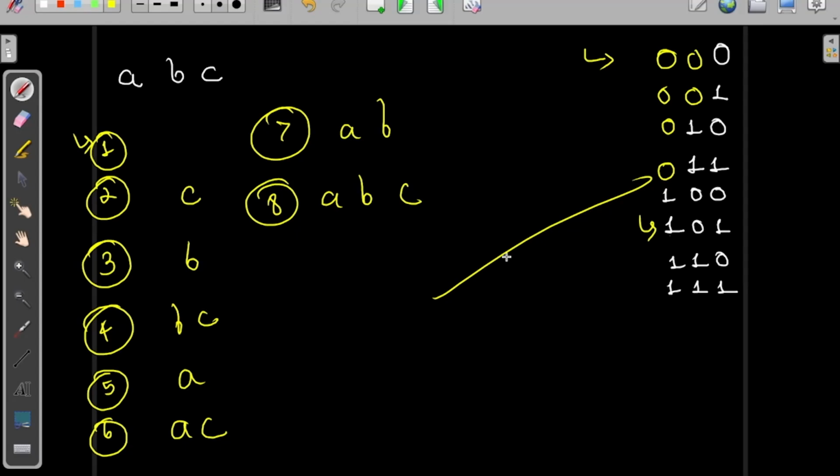So if you just see it, this is how you can get it. What you can do is simply iterate from 0 till 2 to the power n minus 1, and you can iterate over the bits, and if a bit is turned on, then we would just consider it.